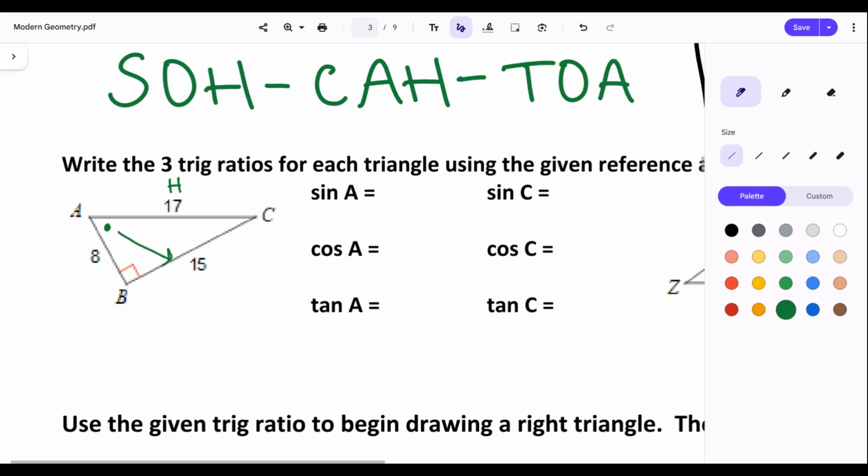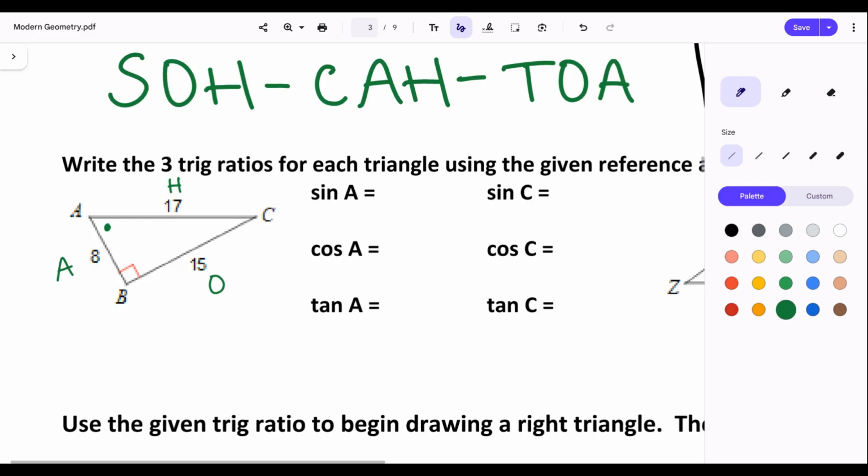Opposite would be directly across. So where that 15 is, that's going to be opposite. So I'm going to put an O by the 15, okay? And so that would make 8 my adjacent side, okay? Now this is labeled in relation to angle A. When I change my reference angle, there's going to be a slight change that we have to do here, okay?